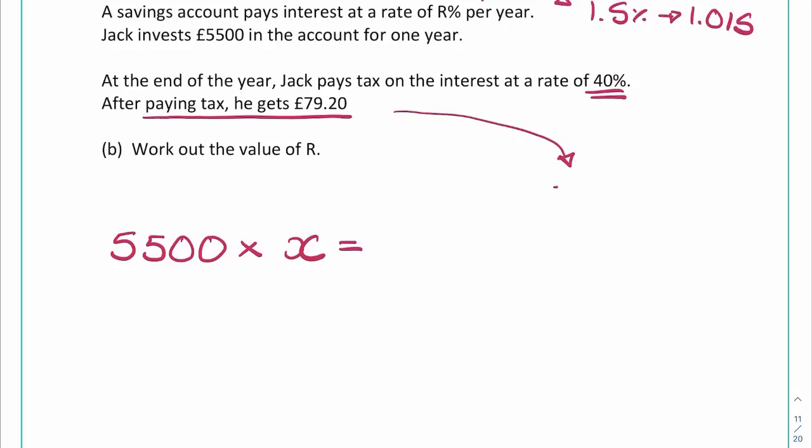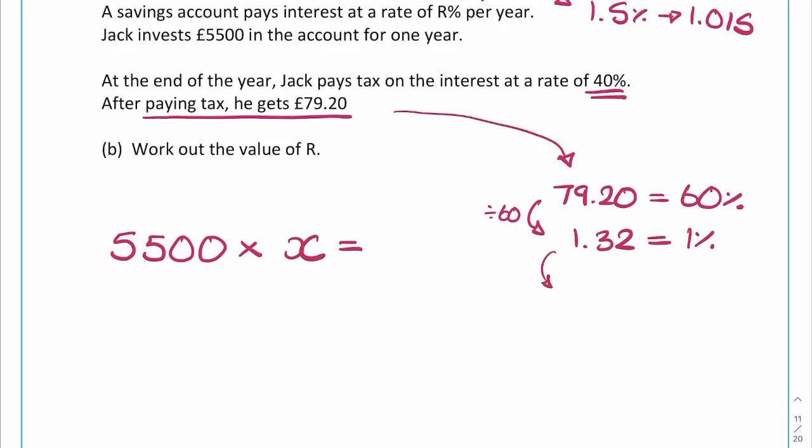So what we know is that £79.20 is equal to 60% of what he gets after 40% is taken. So to turn that back into 100%, we would want to break it down. It's up to you. It's a calculator question, so I would divide by 60. You could divide by 6 to get 10%, then times by 10, or any variation of this. I'm going to divide by 60 though. And that comes out as £1.32, which is equal to 1%. We can now multiply that by 100, and we get £132 is equal to 100%. Which means that he was given £132 in interest.